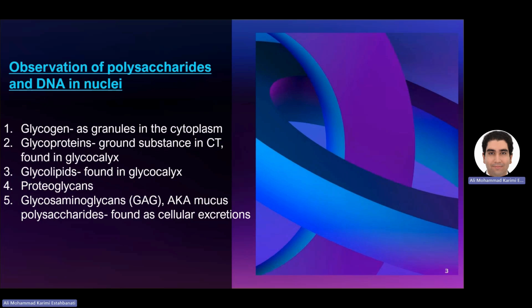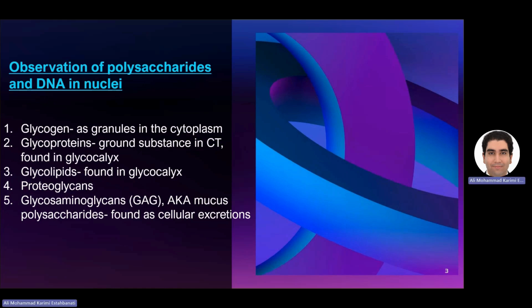Proteoglycans have a lot of glycans, with proteins as well, but mostly glycans. And for GAG, all you need to know is that GAG is another name for mucopolysaccharides, and it's found in cellular excretions. The only reason I added this is because these are the five different observations you can find for polysaccharides, and you need to know what they mean from now on, if you want to understand what professors are talking about in lectures and classes.